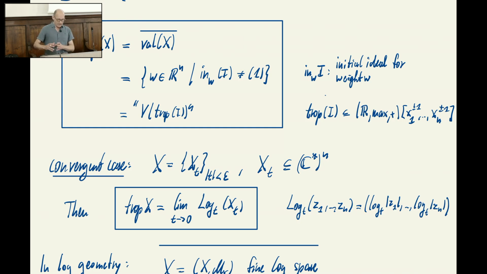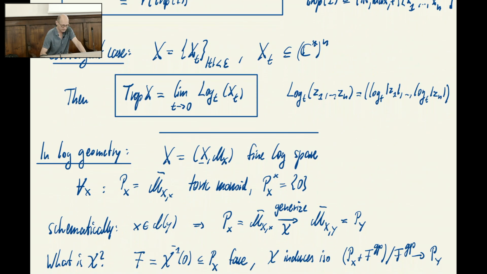You take the image under what is called the amoeba map or log map. So this means you take the log absolute value of each of the entries to the base t. Maybe absolute value of t, or t is real, okay? And that gives a certain map from (C*)^n to Rn. Depending on t, you take the limit, and that actually happens to be also the tropicalization. And now I'm noticing I was inconsistent with my symbols.